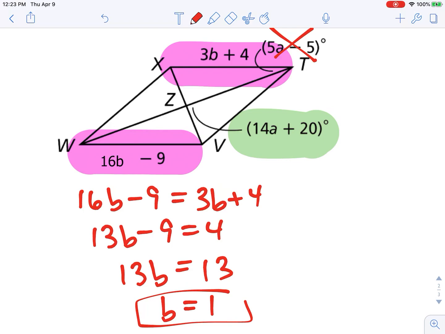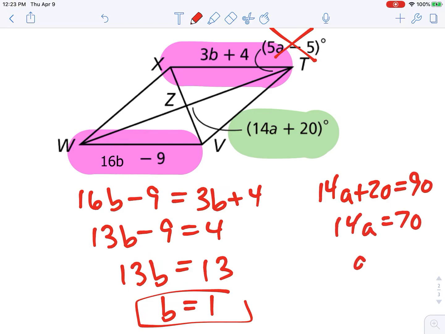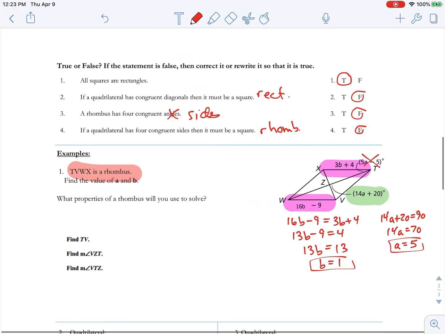This one, because diagonals are perpendicular for a rhombus, I'm going to say 14a plus 20 equals 90. So 14a equals 70, and a equals whatever 70 divided by 14 is. I think we can do that. I believe it is 5, and that is the answer. So let's go back to the original problem. What part of the rhombus will you use to solve? Well, all sides are equal.